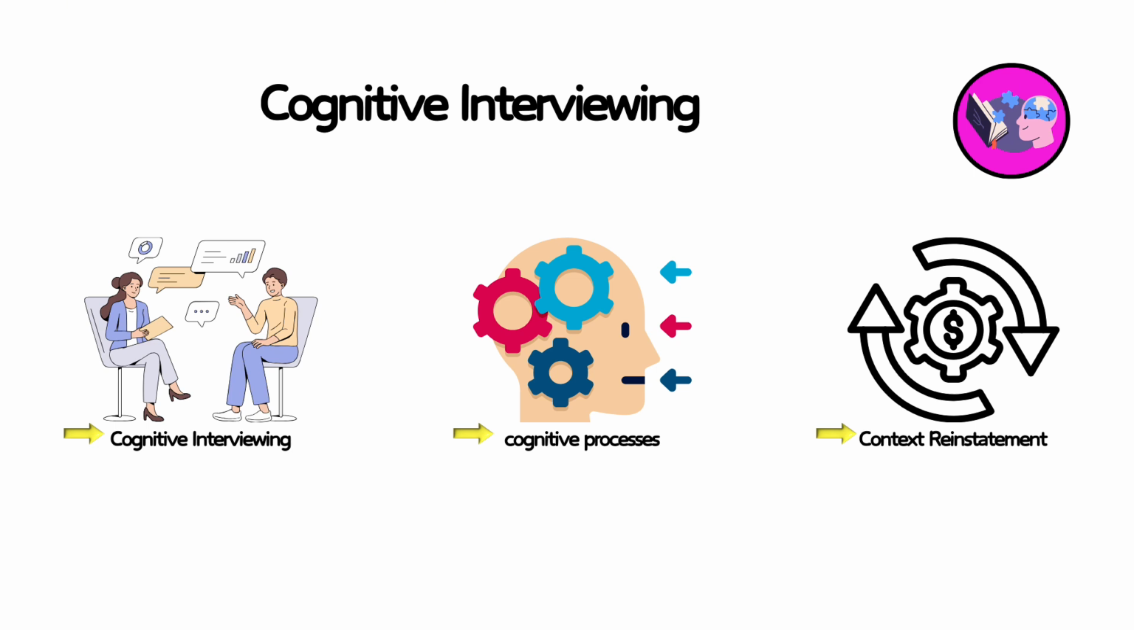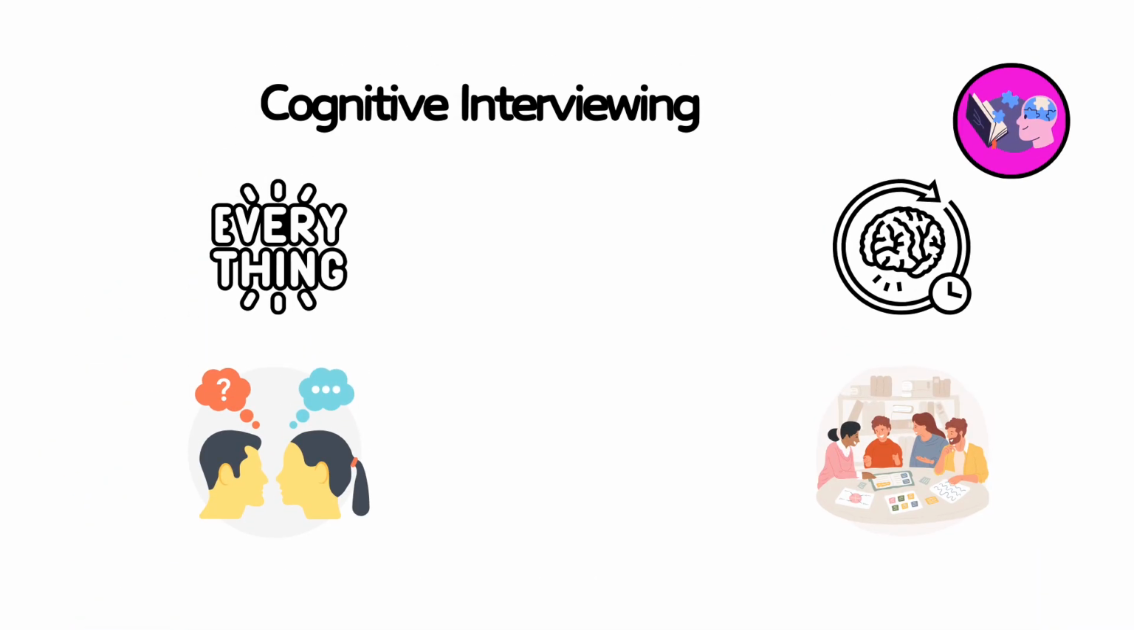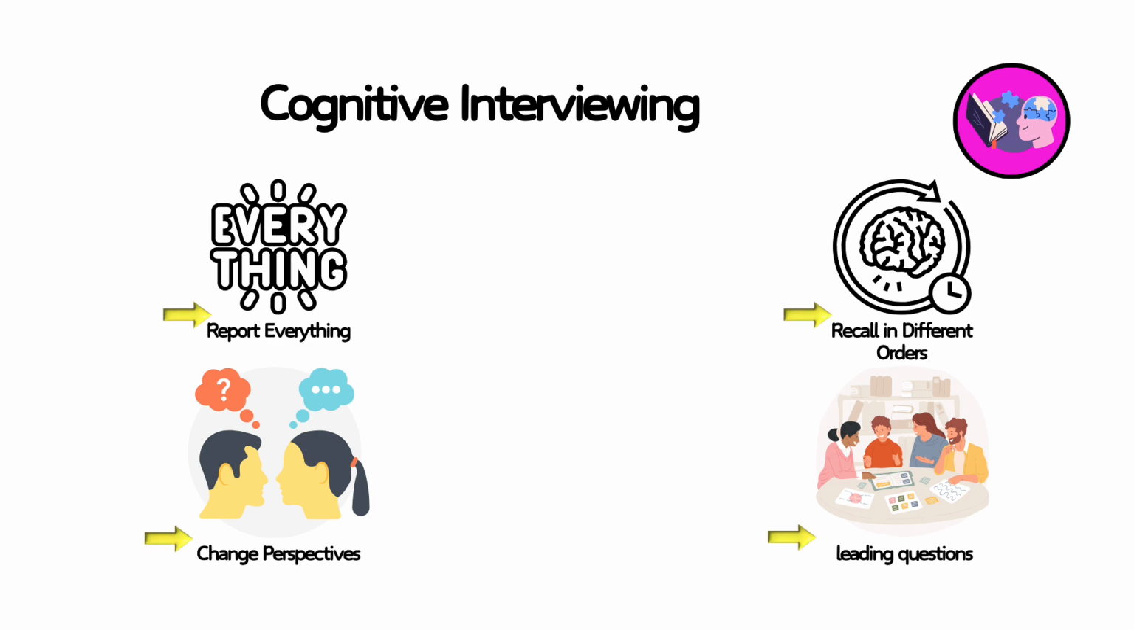Recall in different orders. The person is asked to recount the event in different chronological orders, such as backward. Change perspectives. The individual is encouraged to describe the event from different perspectives, such as from another person's viewpoint. This method helps to trigger memories that might otherwise be overlooked and reduces the influence of leading questions or interviewer bias. It relies on the psychological principles of memory and cognition, making it a highly effective tool for gathering detailed and accurate information.